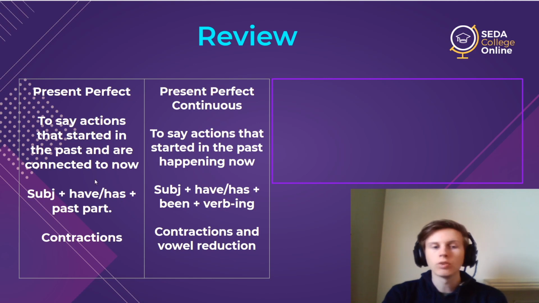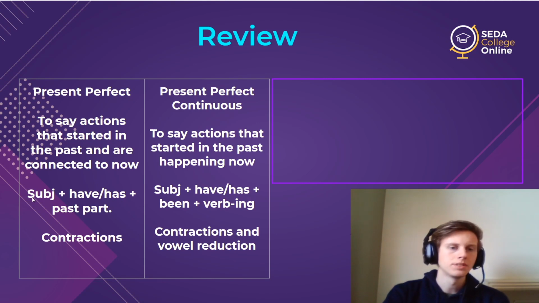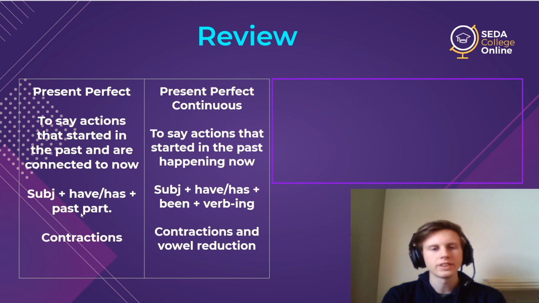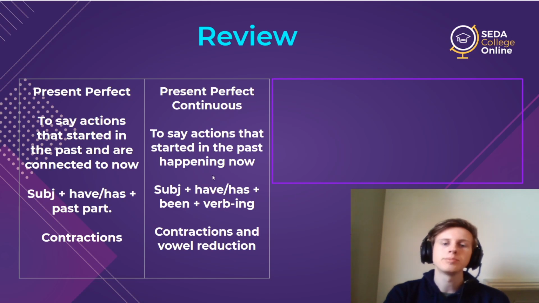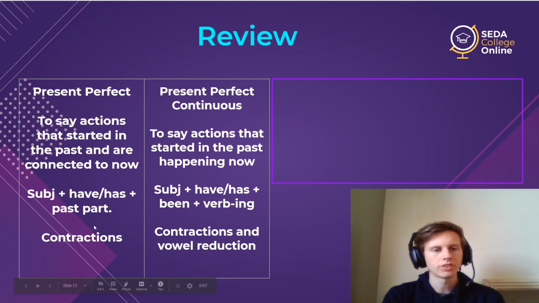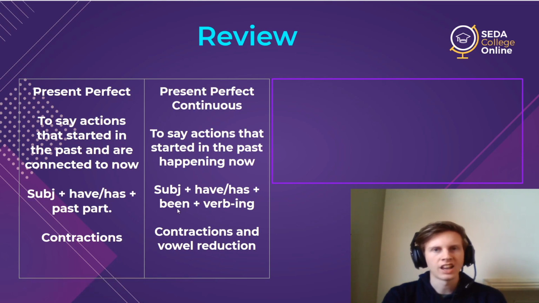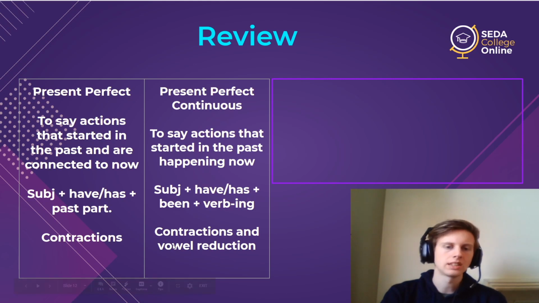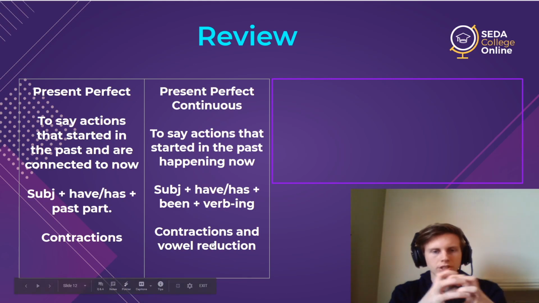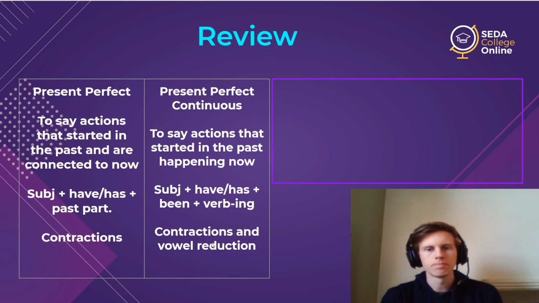The form is very similar. Subject, have or has, plus the past participle, that is the present perfect. And then subject, have or has, plus been, plus verb ing for the present perfect continuous. And then don't forget contractions for everything, and then that vowel reduction, not been, but been. I've been, you've been, they've been. We get that contraction and vowel reduction working together here.